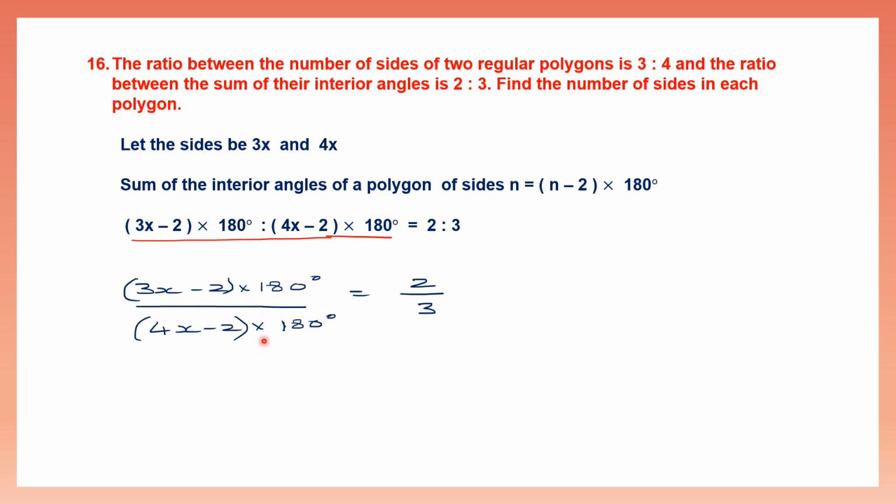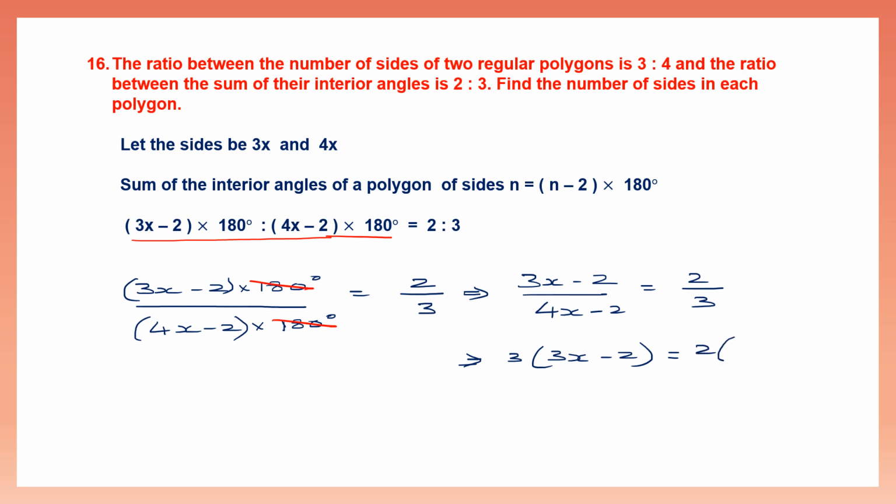Now this is multiplication, so I can cancel these two. I can cancel 180 and 180. So here what do I have now? (3x minus 2) by (4x minus 2) is equal to 2 by 3. So let me write that. (3x minus 2) by (4x minus 2) is equal to 2 by 3. Now let's do cross multiplication. We can move the 3 this side and move the (4x minus 2) to the other side. So this becomes 3 into (3x minus 2). This is equal to 2 into (4x minus 2). I have done cross multiplication.